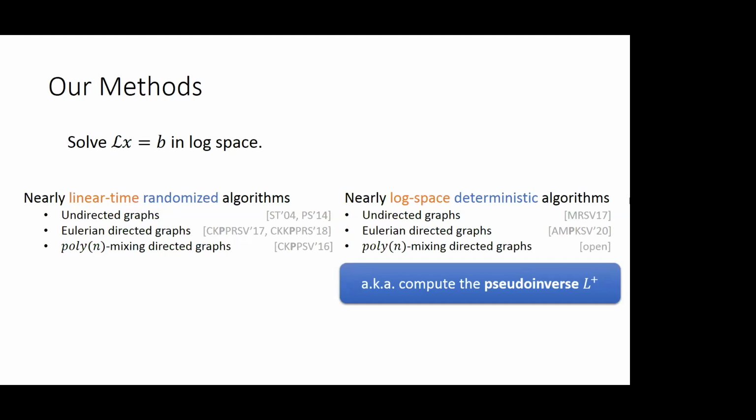Okay, so I should mention that if you want to solve Lx equals b, this is equivalent actually, in the low space setting, or sorry, in the low time setting, there's a complexity difference potentially between solving a linear system and computing the inverse of a matrix. It's easier to solve a linear system potentially than to compute the inverse of a matrix. In the low space setting, this difference doesn't really exist. If you can quickly solve the linear system, then you can quickly compute the inverse of the matrix of the linear system. So today we're going to talk about how you compute L pseudo inverse in low space.